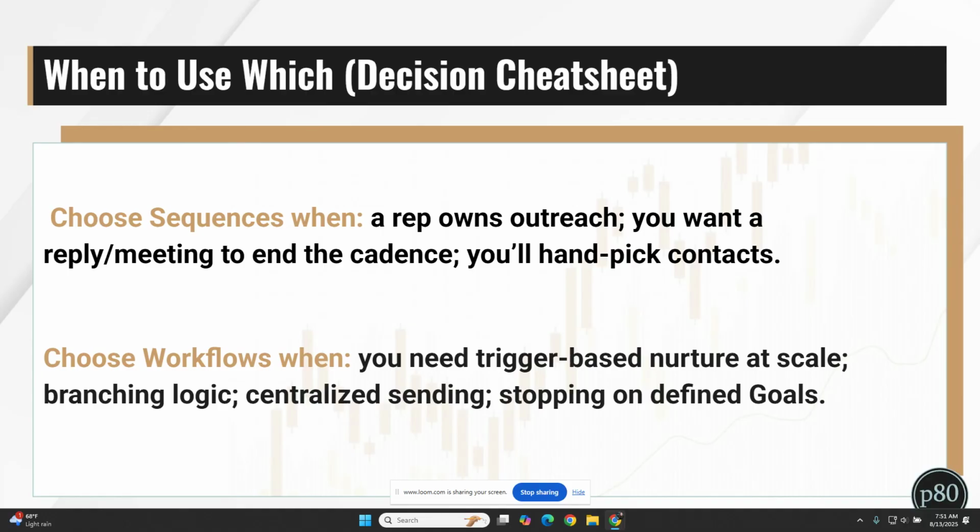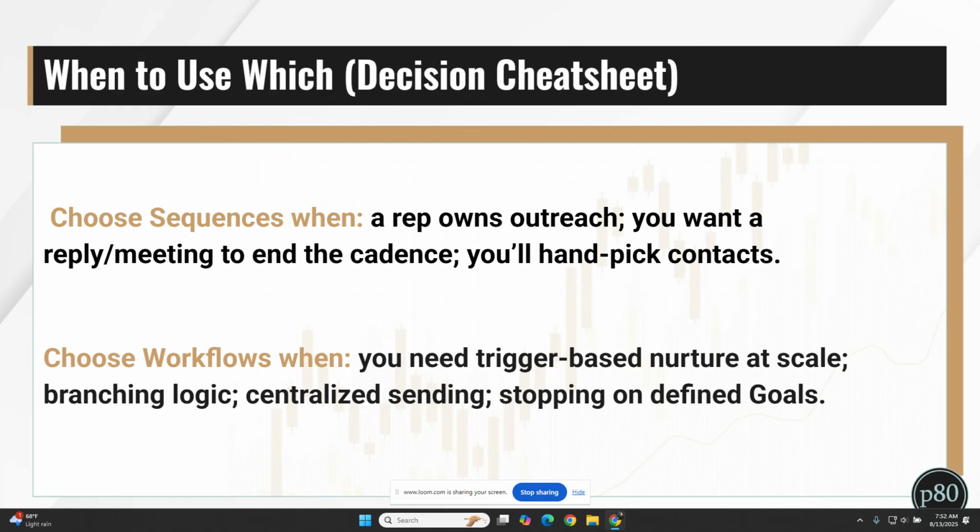It can still be case by case, but as a guide, just remember that sequences are best when a rep owns the outreach. You want a reply to end the cadence. You want to handpick these contacts. Choosing a workflow would be needing a trigger-based nurture at scale, branching logic, so ands, ors, or using what we know about the contact to create branches that way. For example, say you want to send out specific communications based on location and their interaction with a piece of content. Workflows would be a great tool to do that in.